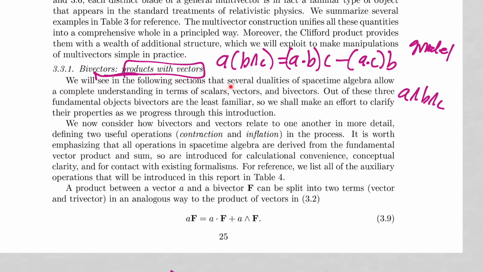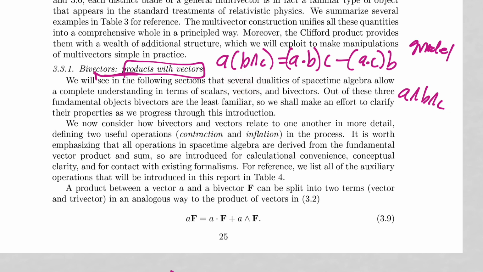We will see in the following sections that several dualities of space-time algebra allow a complete understanding in terms of scalars, vectors, and bivectors. That's kind of what I was getting to a moment ago. The trivectors can all be written as vectors times the single pseudoscalar basis vector. So we kind of lose trivectors as their own entity eventually, but we haven't done it yet. There are several dualities, and we have to study those still. I'm only aware of 2 dualities, so I don't know about several.